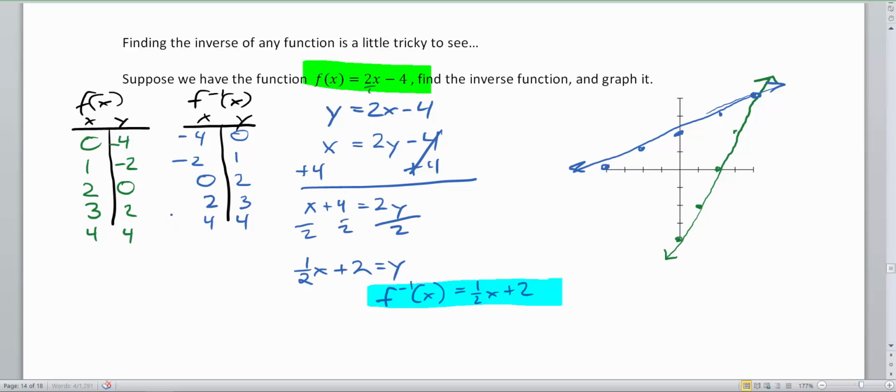Well, they're just x and y switched, right? And that literally is the beautiful property of these inverse functions. They're literally the x's and y's switched. And you probably haven't done this since college algebra.